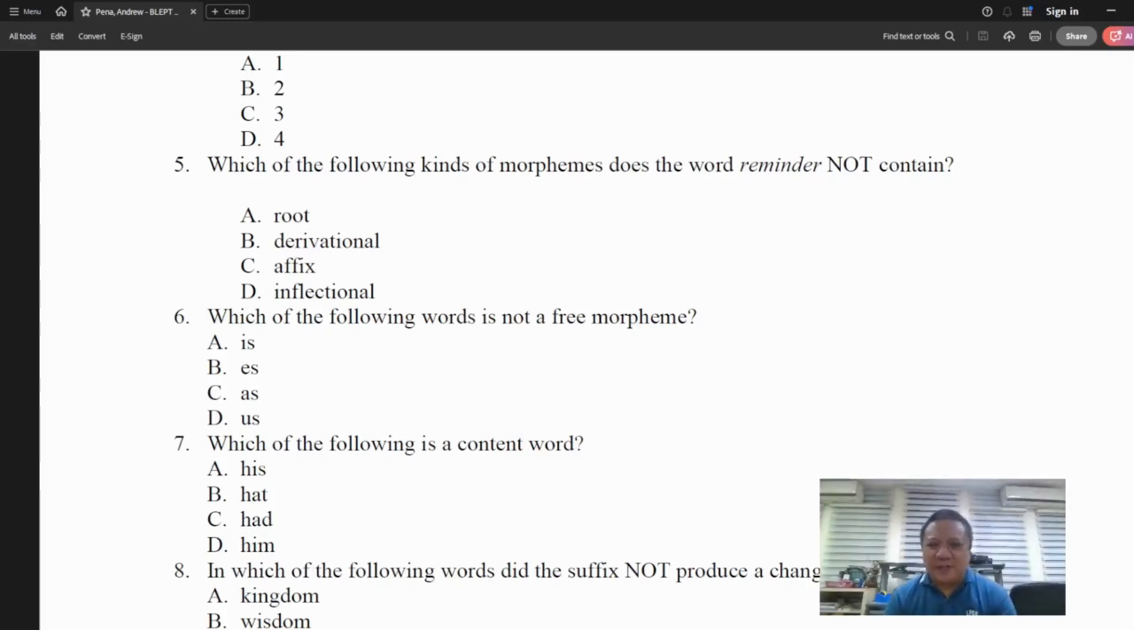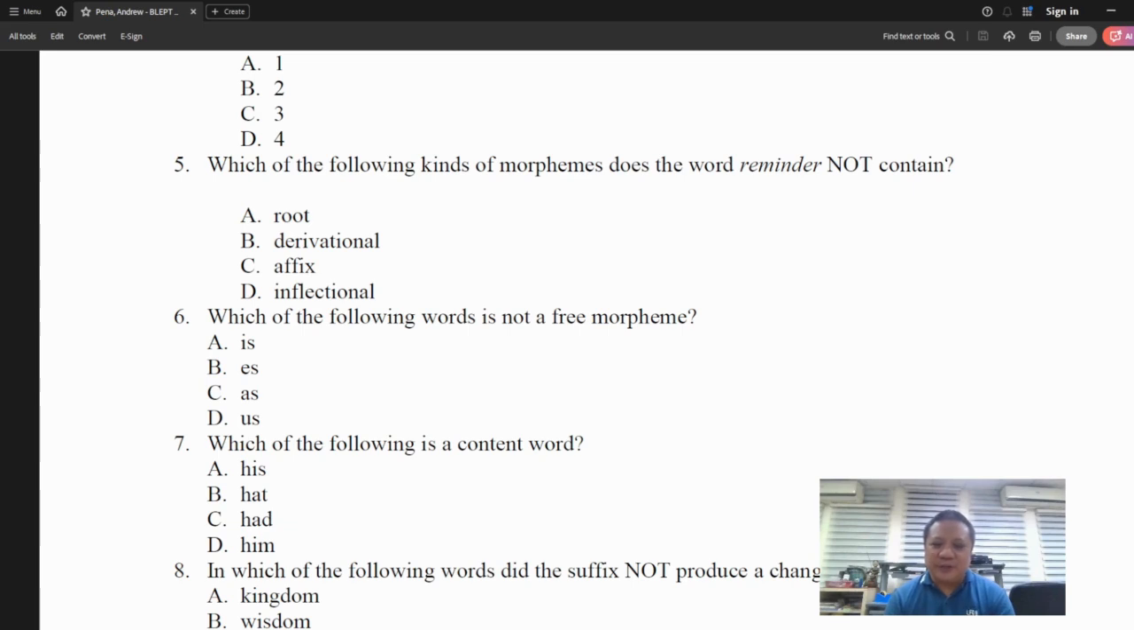Number 5. Which of the following kinds of morphemes does the word reminder not contain? A. Root, B. Derivational, C. Affix, D. Inflectional. Well, it has a root, which is remind. It has a derivational morpheme, which is the er. It has an affix, of course, which is the er, but it does not have an inflectional morpheme, which is used to fit a word in a sentence. So the answer is D, inflectional.